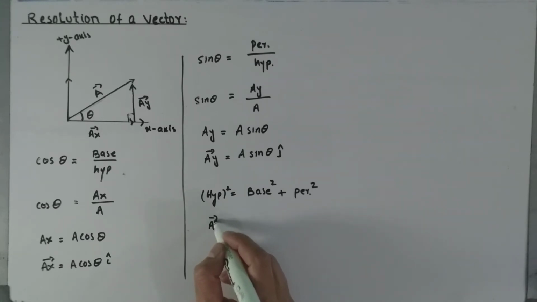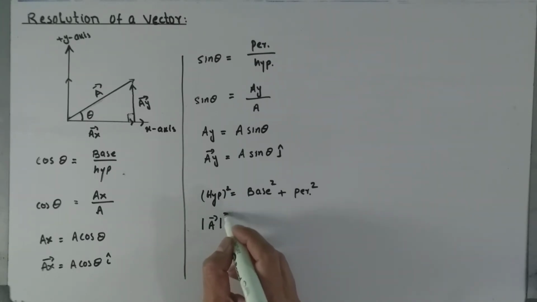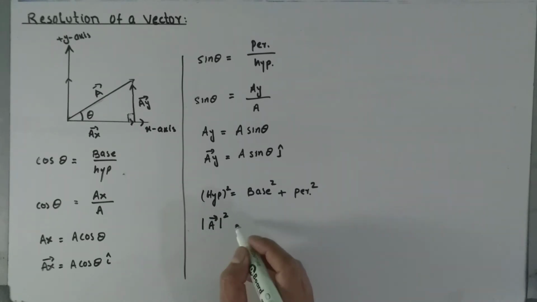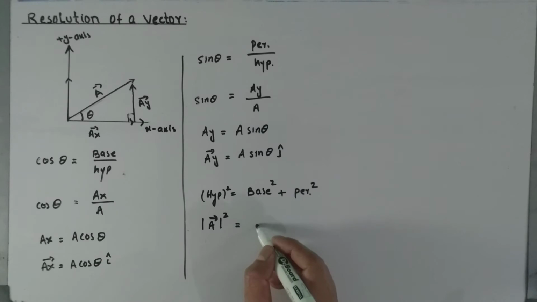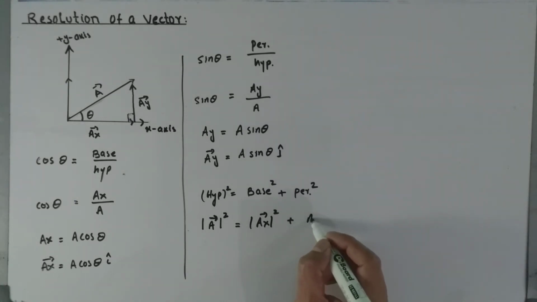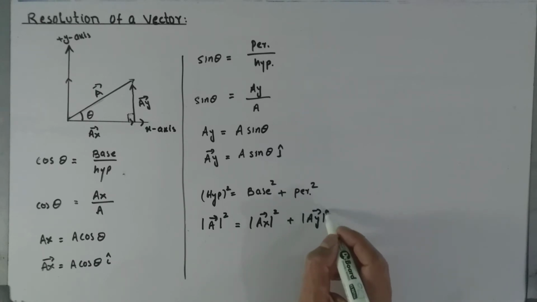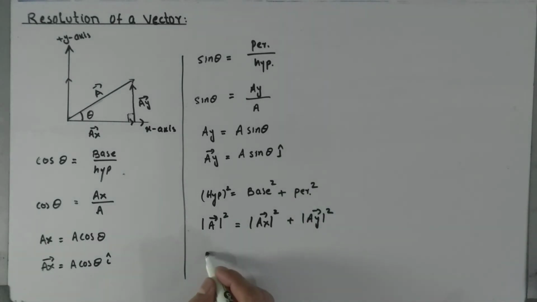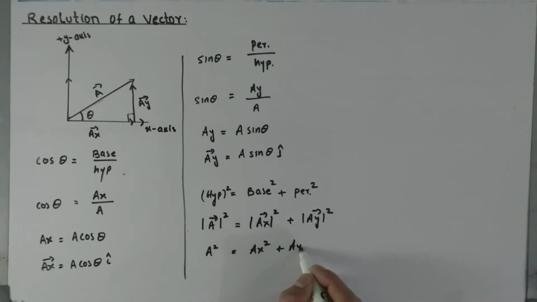So for vector A, we can write this formula for the magnitude too. We can write only A without this sign, or we can write in this form. A square is equal to base square, base square is Ax, this is the magnitude of Ax, plus perpendicular square, which is Ay square. Or we can write like this, A square is equal to Ax square plus Ay square. This is the same one. We can write for the magnitude in this form, or just only Ax.